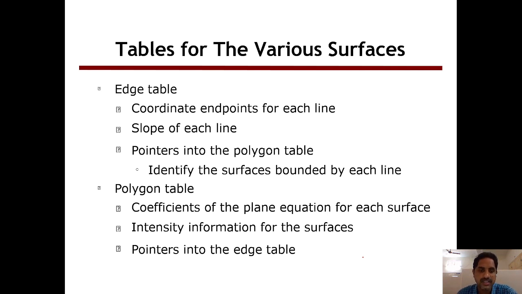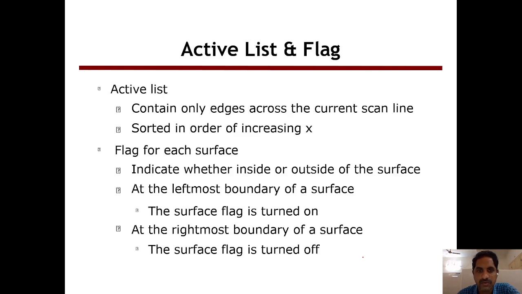The next one is the polygon table. It holds the coefficients of the plane equation for each surface and the intensity information for the surfaces, with pointers to the edge table. Here you can identify the polygon ID, the intensity values, and the in or out flags, that is which points are inside the view and which are outside. So the edge table has the coordinate endpoints of each line, the slope of each line, and a pointer to the polygon table. The polygon table has the coefficients of the plane equation, intensity information for the surfaces, and pointers into the edge table.